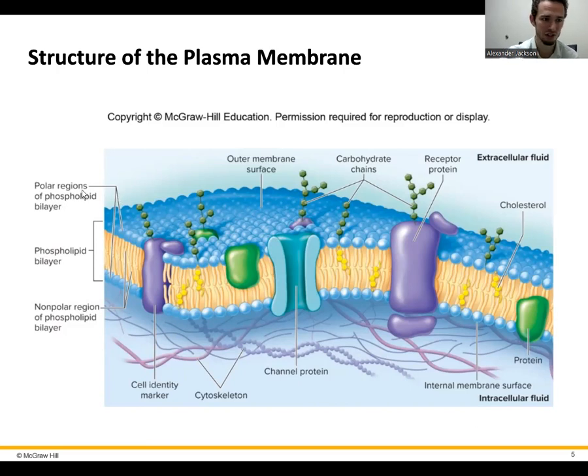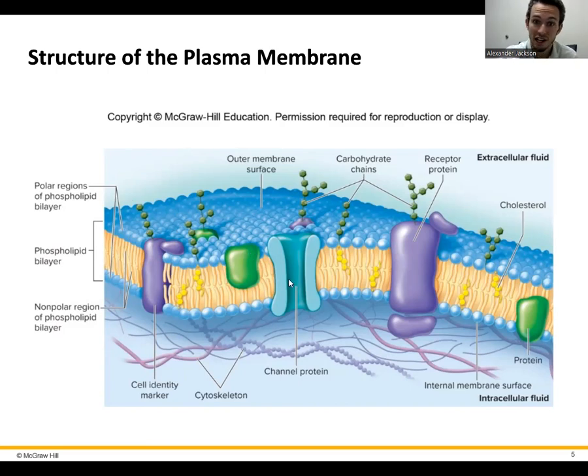And it basically tells things outside the cell, hey, this is who I am. I am a part of the body. Don't kill me, please. Okay. So they're identifying markers. These are integral proteins, these little green ones. They just give structure to the cell. They don't do a whole lot.